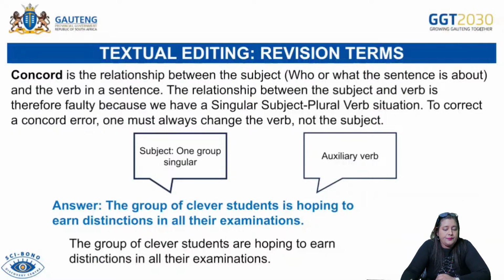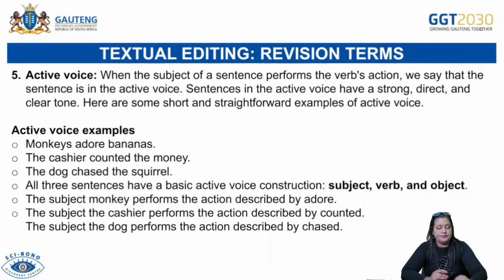Concord being that error or the relationship between the subject and the verb in the sentence. Remember, singular subject, singular verb. Plural subject, plural verb. So you have to correct the error there, okay? So please work with that.